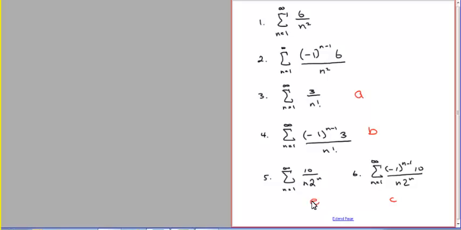And then the other two start with 6, which would be D and F. D is the regular one, and F is the alternating. So I think we got everything: A, B, C, D, E, F. Okay, so that would be one way of doing it. You can also look at the results. So let's just look at the numbers and see how they work out.